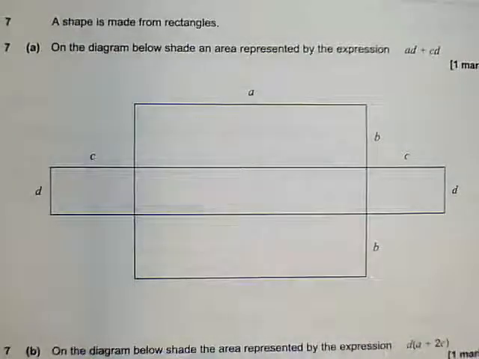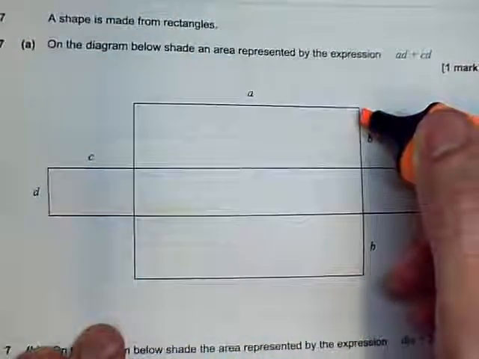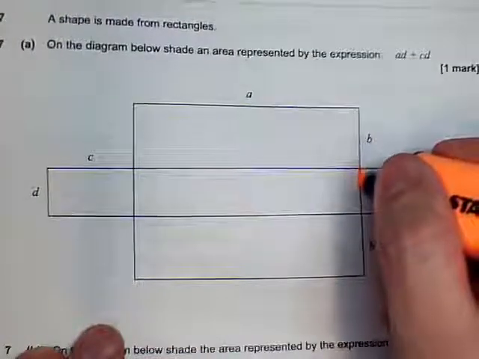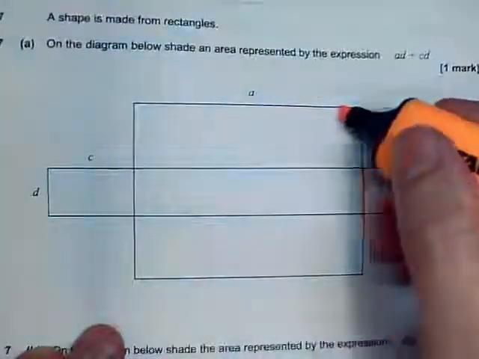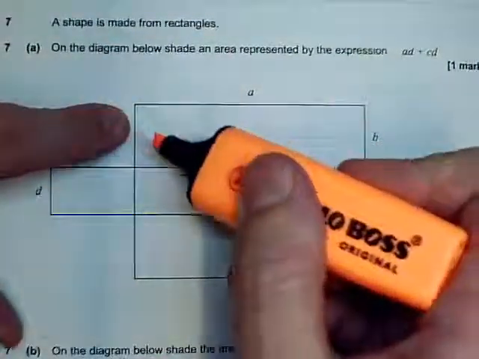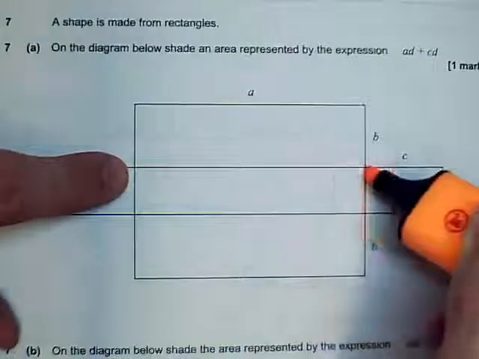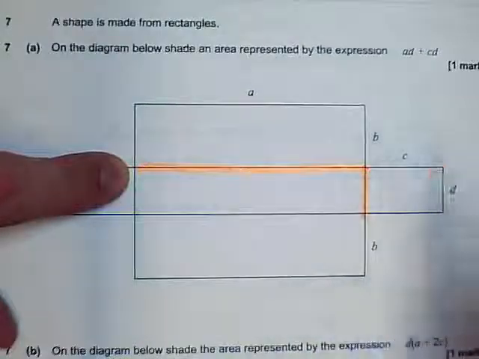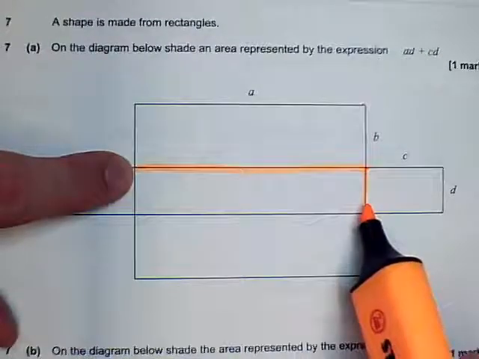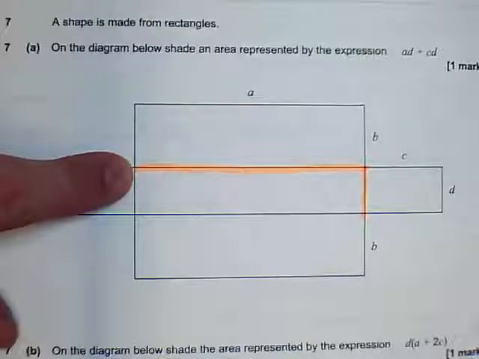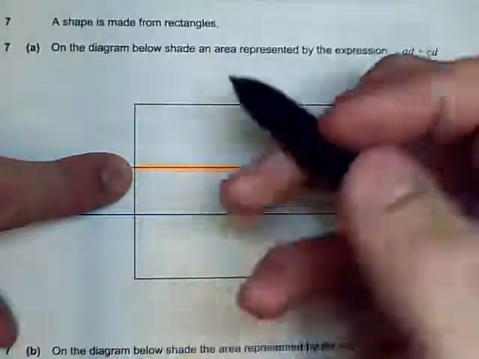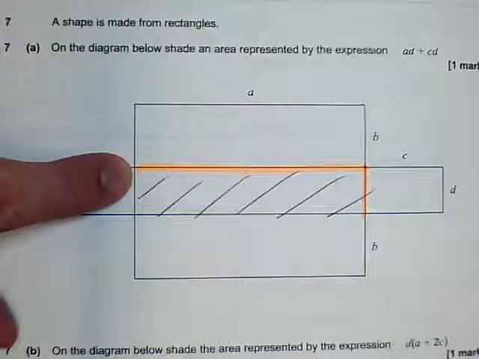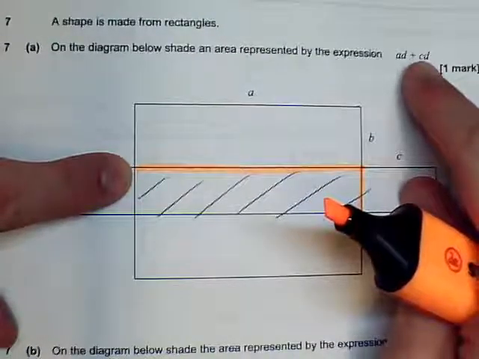So if we look at the shape, A is this part here. D is this part here. So I'm doing this part multiplied by that part, but that part is the same as that part because they're both the same length. So AD is that and that. So the area just says shading area. That's that bit.